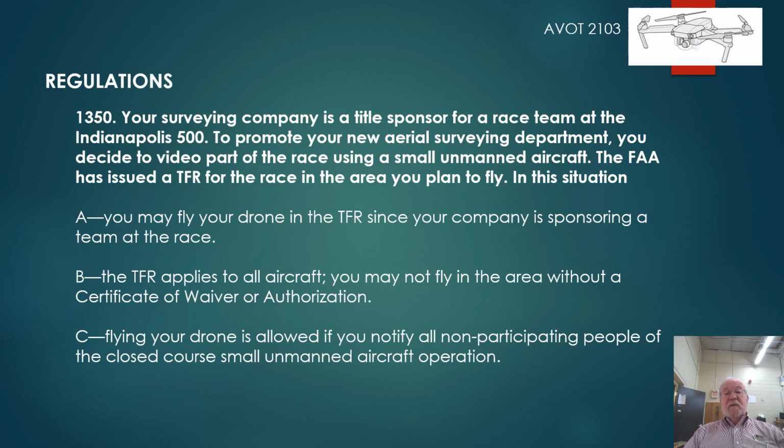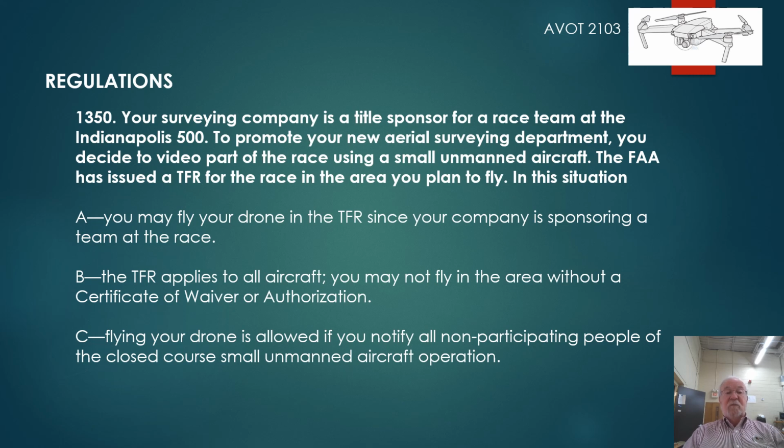Your surveying company is a title supporter for a race team at the Indianapolis 500. To promote your new aerial surveying department, you decide to video part of the race using a small unmanned aircraft. The FAA has issued a TFR, though, remember, temporary flight restriction for the race in the area you plan to fly. In this situation, let's see. A, you may fly your drone in the TFR since your company is sponsoring a team at the race. That doesn't quite make sense because anybody can sponsor anything, but that has nothing to do with the airspace above the event. B, the TFR applies to all aircraft. You may not fly in the area without a certificate of waiver or authorization.